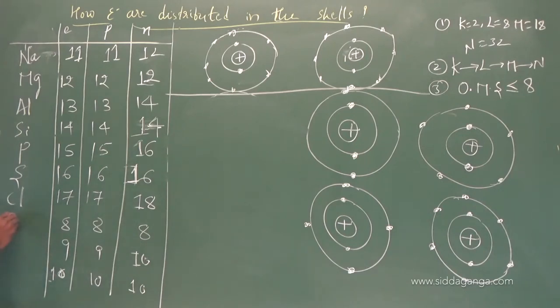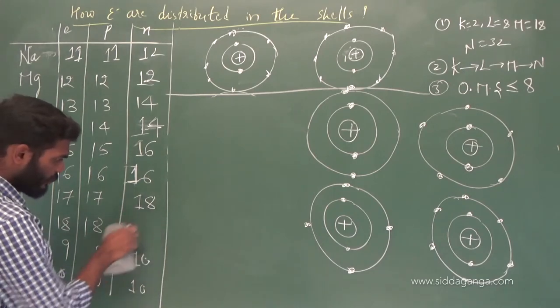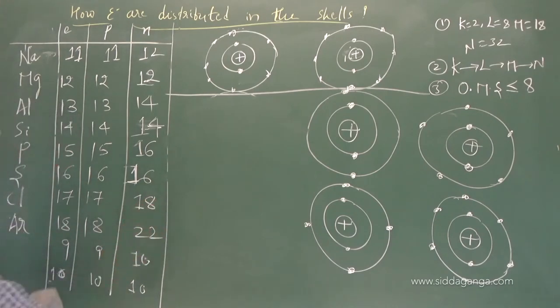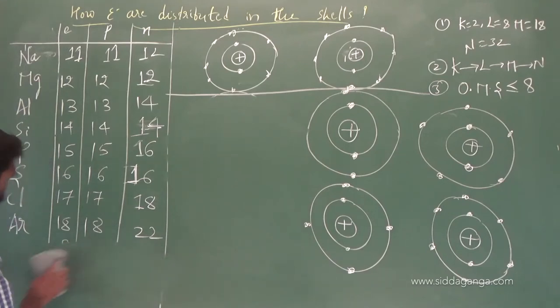Next comes argon. 18 electrons, 18 protons, 22 neutrons. It's not 18, 22 neutrons are there. More neutrons are present in argon, making the total mass 22 plus 18, 40. Right? So like this, we have electrons, protons and neutrons in the first 18 elements.